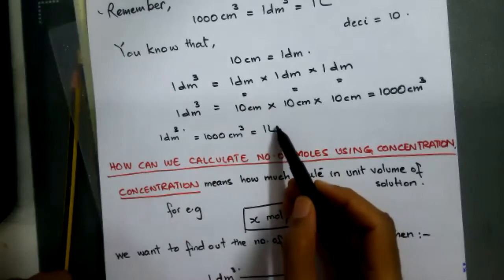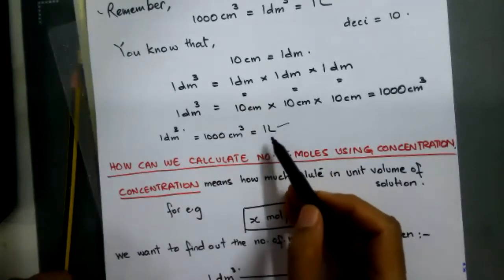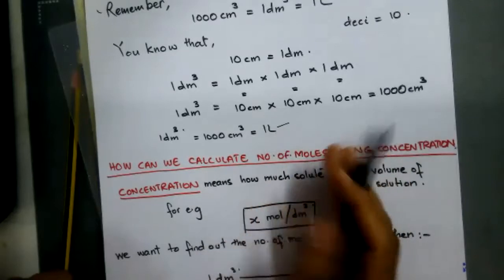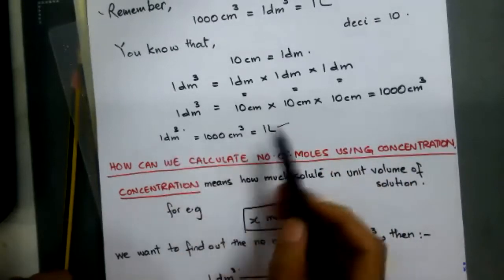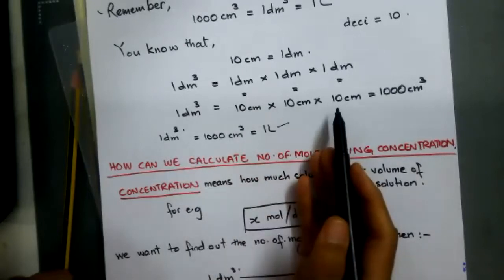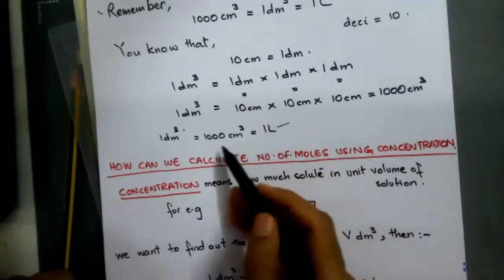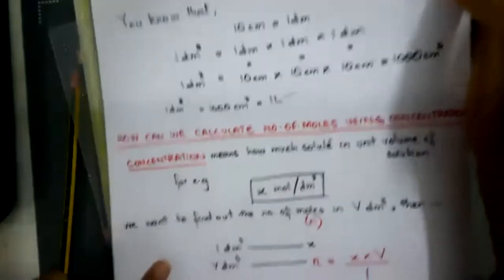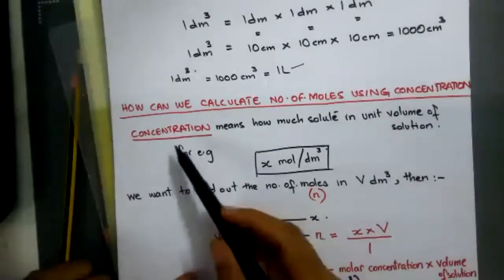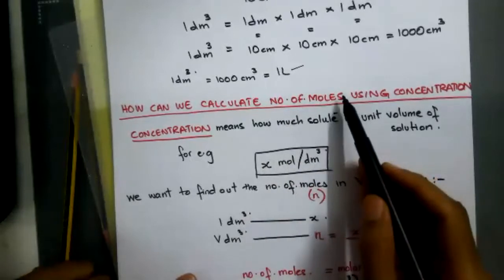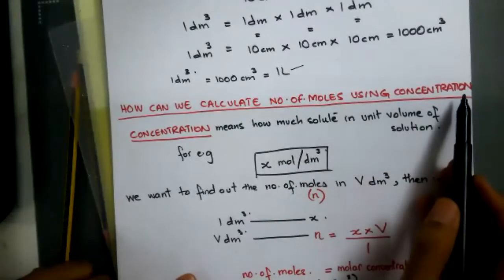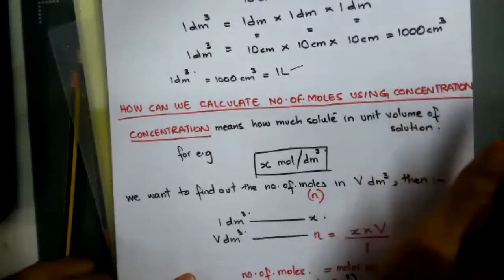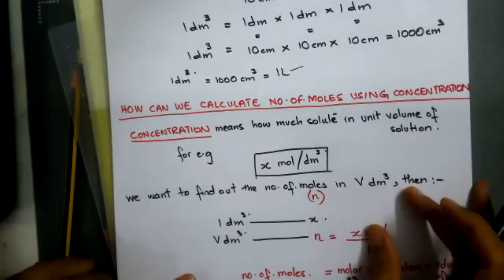Okay, so if you get a question with the volume given in liters, don't be confused. Just convert it into dm cube. Same thing. 1 dm cube is equal to 1 liter, okay, or 1000 cm cube. Okay, so how can we calculate the number of moles using concentration? So we will talk about the molar concentration for now, okay?